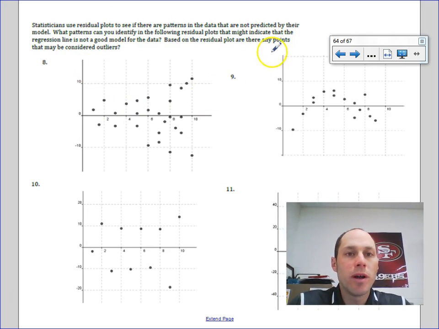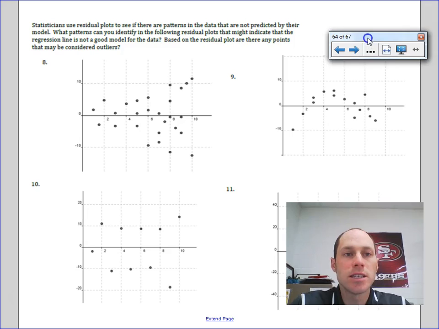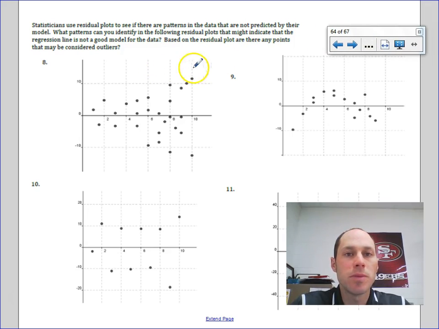And these are residual plots. As I mentioned before, statisticians look at residual plots and see if there are patterns in the data that are not predicted by their model. What patterns can we identify by these residual plots, and what might they indicate about the regression line? That it's probably not the best model for the data. Based on the residual plot, which points could also be considered outliers?